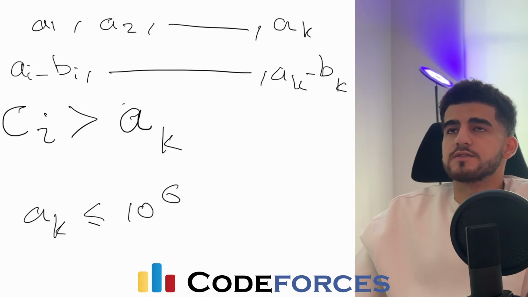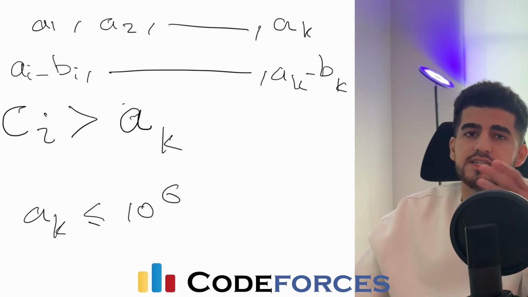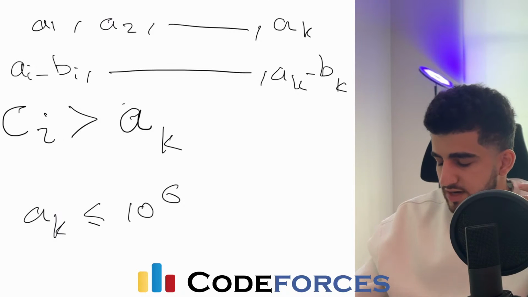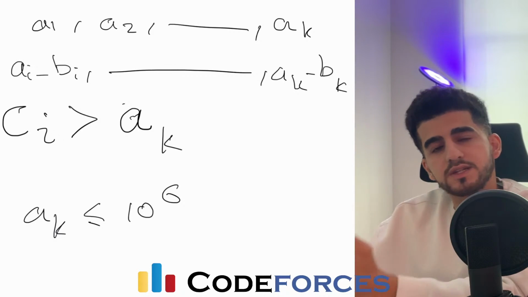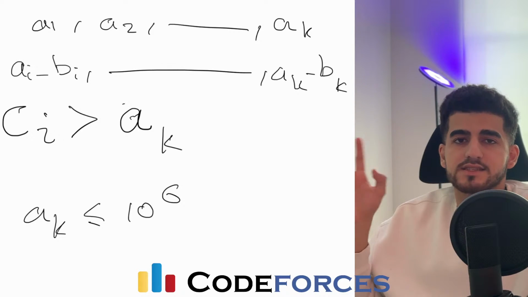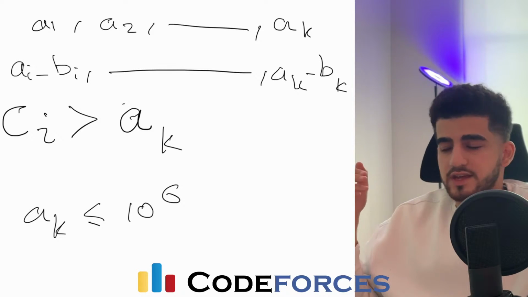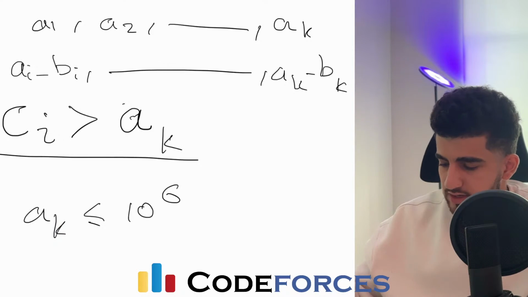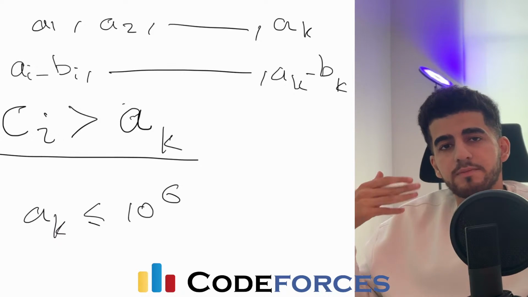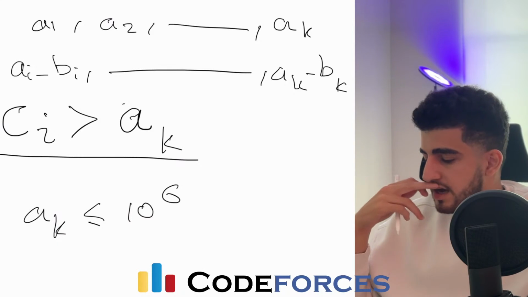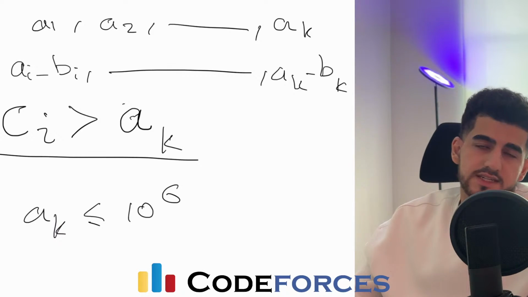Then I can say that while C is greater than AK, I can just keep subtracting using the last weapon. If it is greater than AK, I can continue crafting the last weapon many times until C of I becomes less than AK.